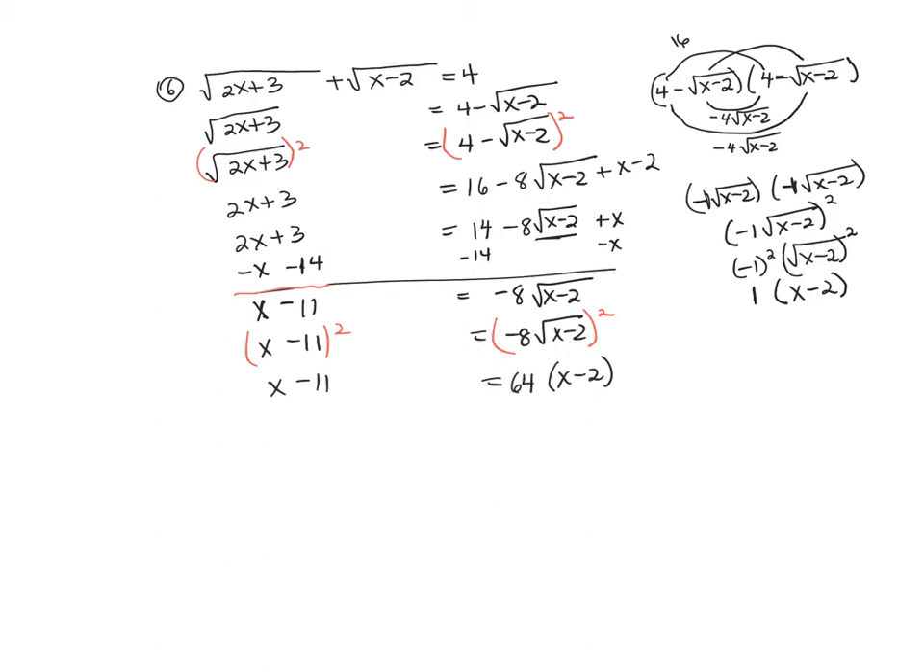Actually, I did not do this correctly. X minus 11 squared, I have to FOIL that out, is x minus 11 times x minus 11. So that's x squared minus 22x plus 121. And now we solve the resulting quadratic equation. So we distribute. 121 equals 64x minus 128. Bring these over to the other side to rewrite the problem in standard form.